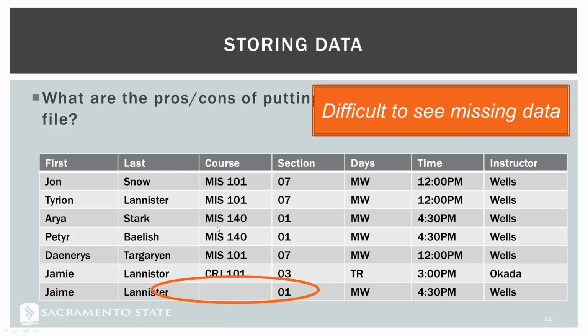Next, when we put everything all in one place, sometimes it's difficult to see the missing data. All right, in a table this small, we can see the missing data, but in some places it's challenging to see that missing data. Which course is this? Well, we could probably guess based off of some of these things, like the instructor and the time and the day, that it probably is MIS 140, but maybe it's not. Maybe there's another issue here.